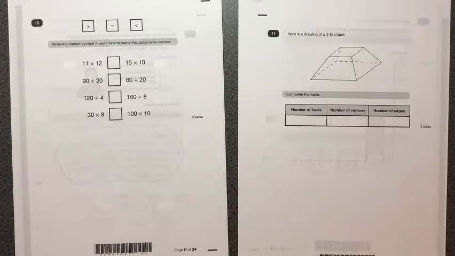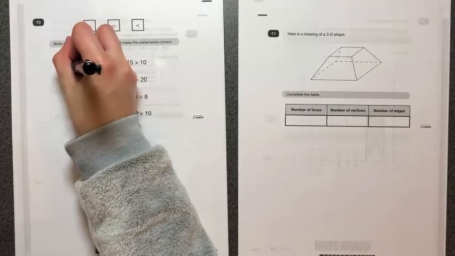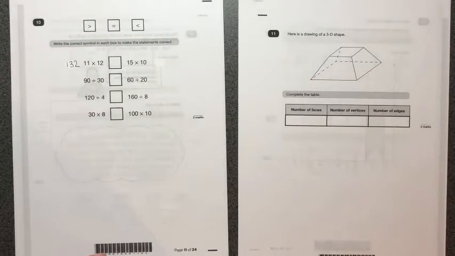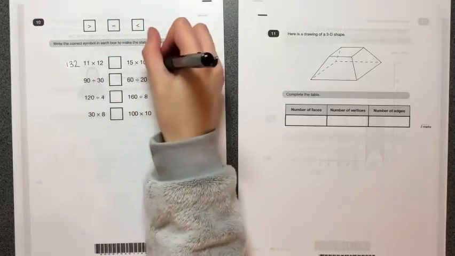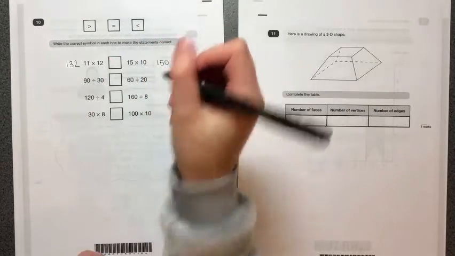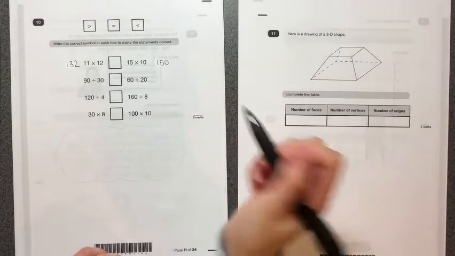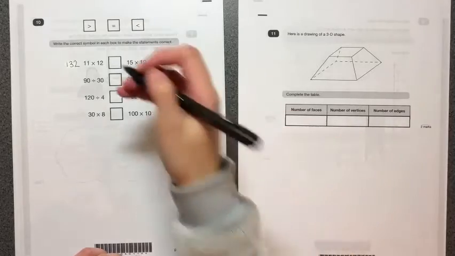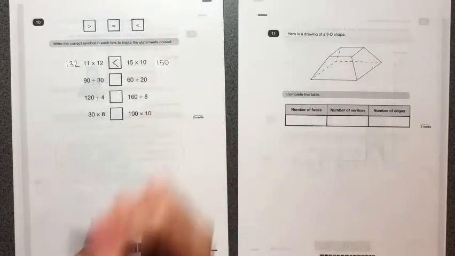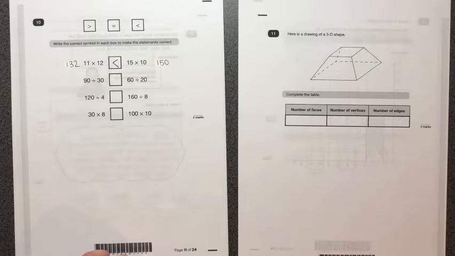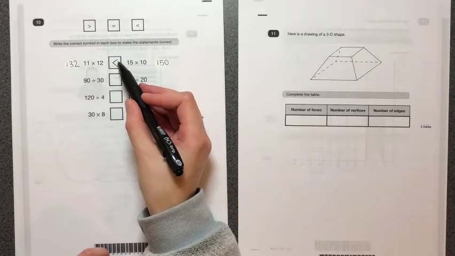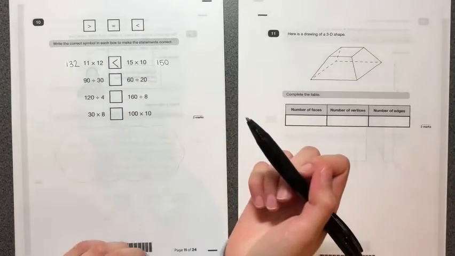Question 10. Write the correct symbol in each box to make the statements correct. 11 times by 12 is 132. 15 multiplied by 10 is 150. We can see that 150 is bigger than 132. So the symbol that we are going to draw is this, because remember that wherever the mouth is open, it's going to eat the bigger number.